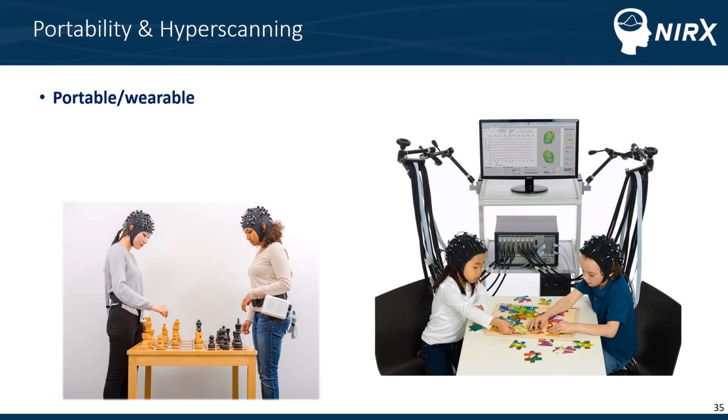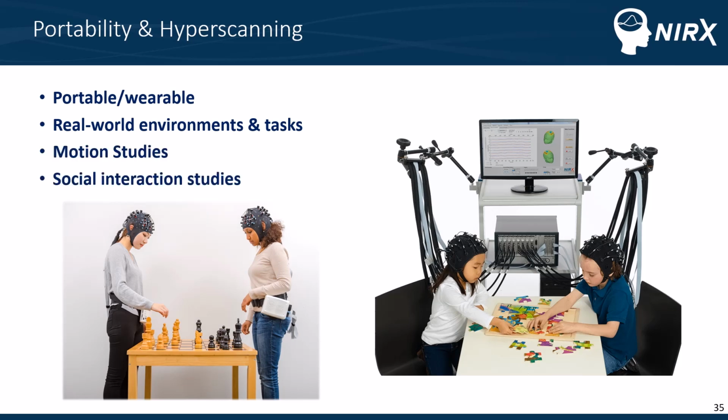Portability and hyperscanning. fNIRS devices can be portable and wearable, as our NIRSport 2 device is. You can study real-world environments and tasks using fNIRS. You can have studies that involve lots of motion, and you can have social interaction studies, where you're imaging two participants at the same time. So over here we've got two subjects wearing the NIRSport 2 imaging system, so this would be a hyperscanning study in a real-world environment with lots of mobility available. And over here we've got our lab-based NIRScout system. So we've also got a hyperscanning experiment going on here. There's limited motion, but the participants can still move around.